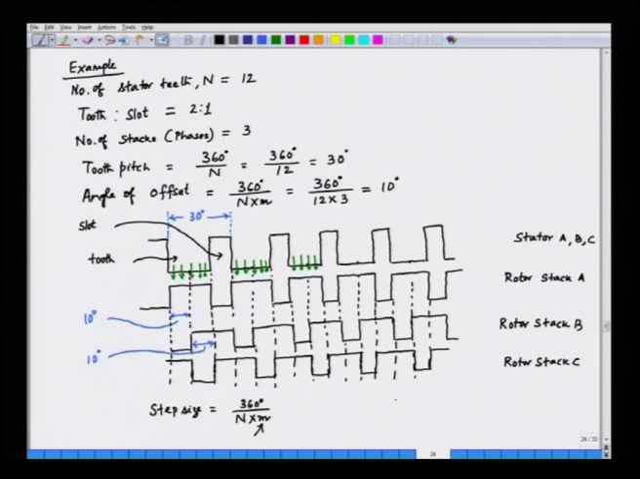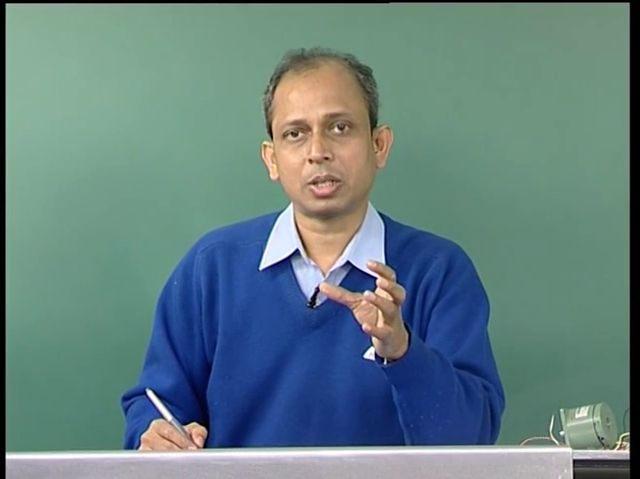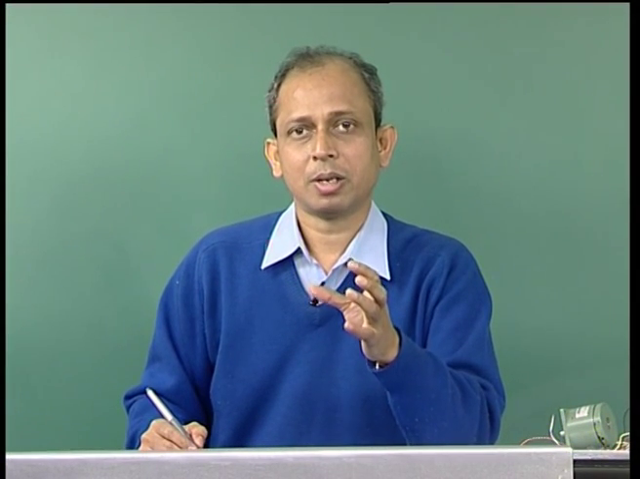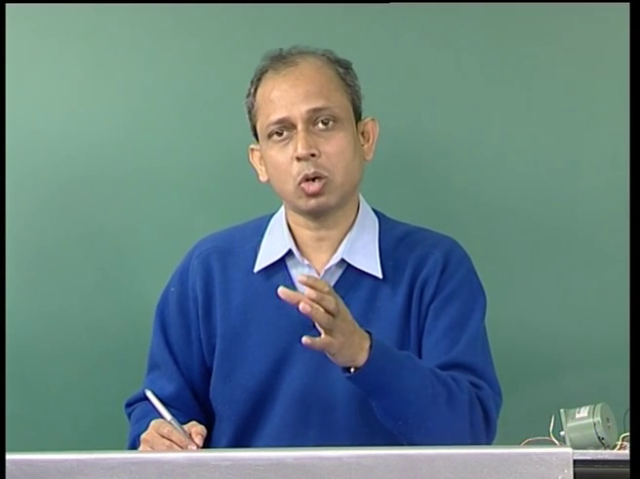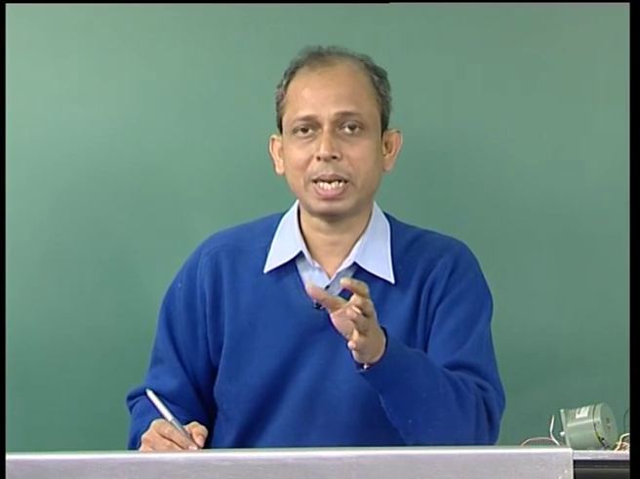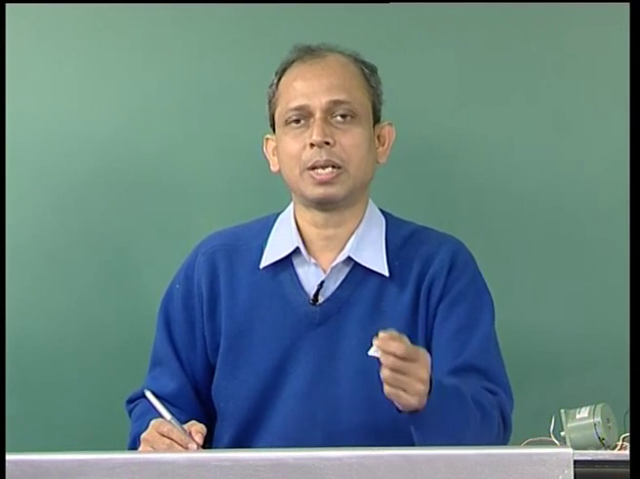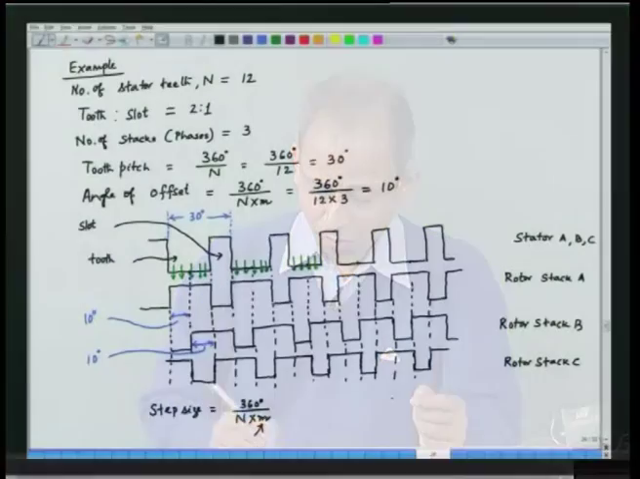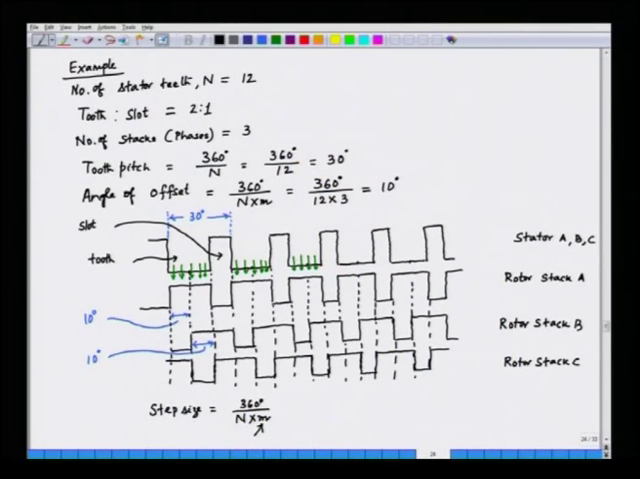And when phase C of the stator is excited, the corresponding rotor stack will move and align itself along the stator, and this movement will be again by 10 degrees. So, thus the step size here is 10 degrees. So, the formula is the step size is 360 by n into m, and we can increase m and thereby we can reduce the step size. So, this is the principle of multiple stack variable reluctance type stepper motor.